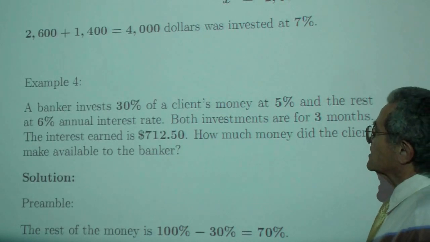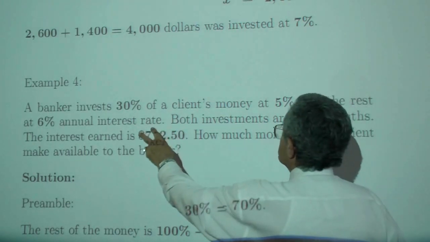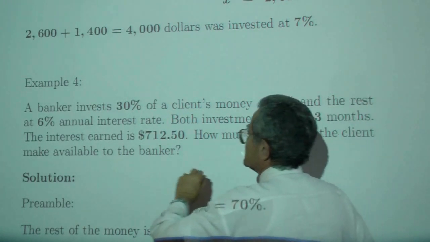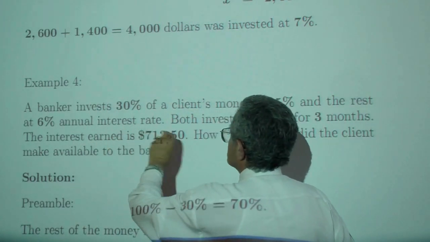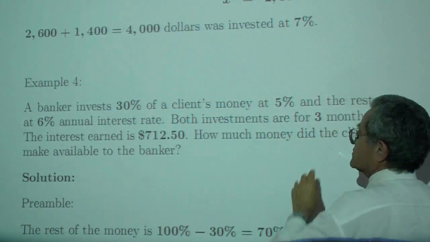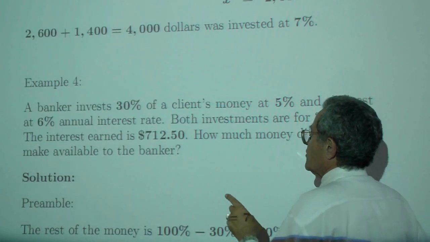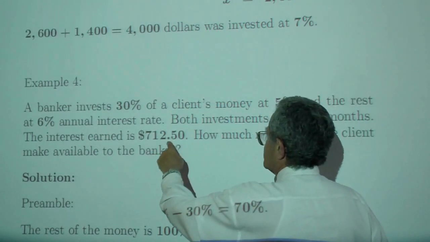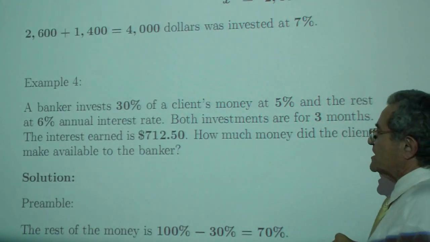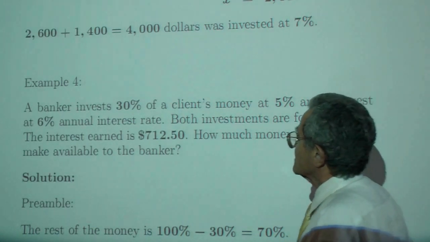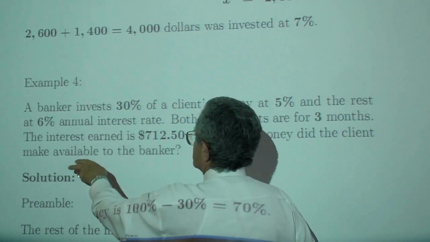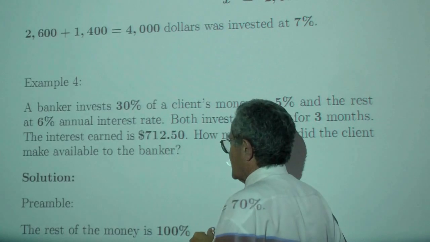Example 4. A banker invests 30% of a client's money at 5% and the rest at 6% annual simple interest rate. Both investments are for 3 months. The interest earned is $712.50. How much money did the client make available to the banker? Okay. So 30% of the client's money and the rest at another rate.